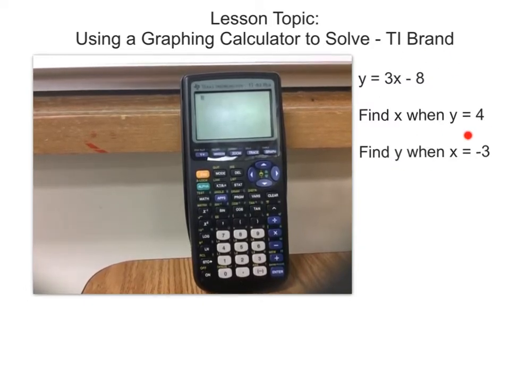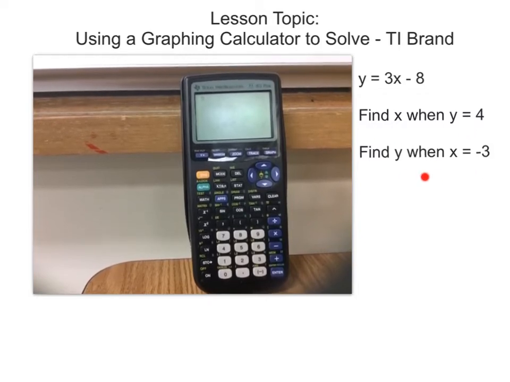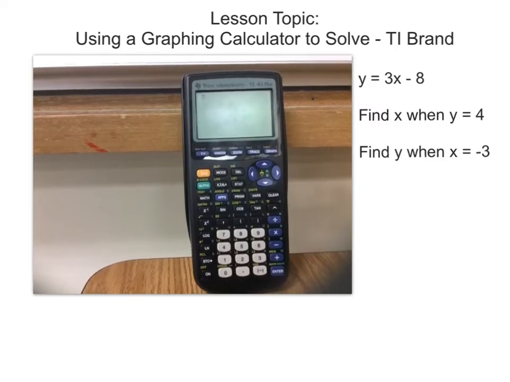Now I know you can solve this for x when y is 4 on your own, and I know you can solve this, find y when you know x. I know you can do that algebraically by hand. But I'm going to teach you how to do it with a graphing calculator right now so that later with more complex things you will know how to do it.